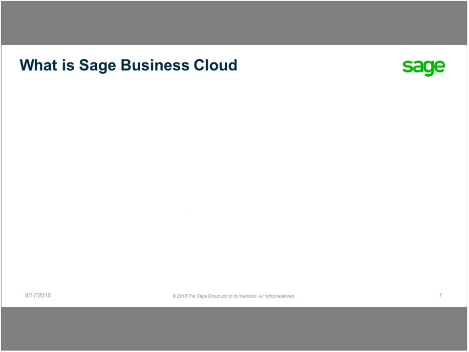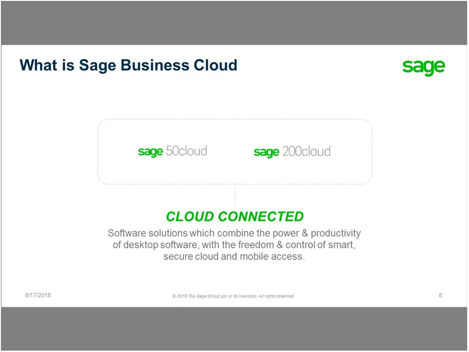So let's talk about cloud connected. So cloud connected means that you install software onto your machine, but it can be connected to the cloud should you want to benefit from the additional features unlocked within the cloud, such as Office 365 functionality or the ability to use our integrated apps.